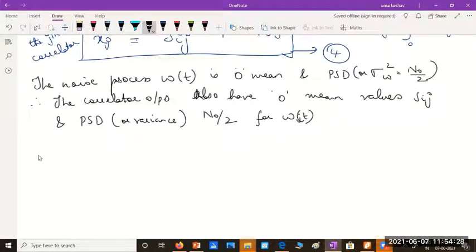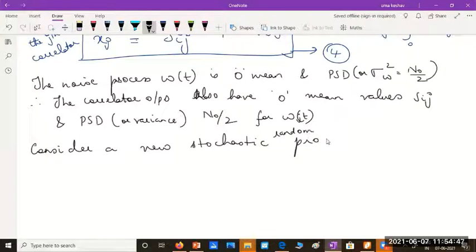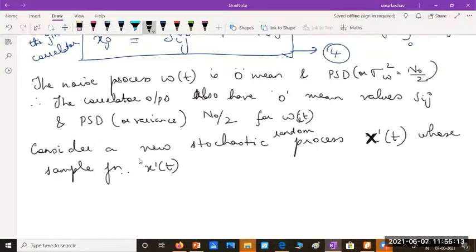Let's consider. So to show this, let us consider a new stochastic process. It will be random only. New stochastic random process x dash of t, whose sample function. So whenever I consider a process or a random variable, I should take capital, and its sample function will be small x dash of t. See, capital X of t was the random variable or the random process. Small x of t was its sample function. That's how we treat it.